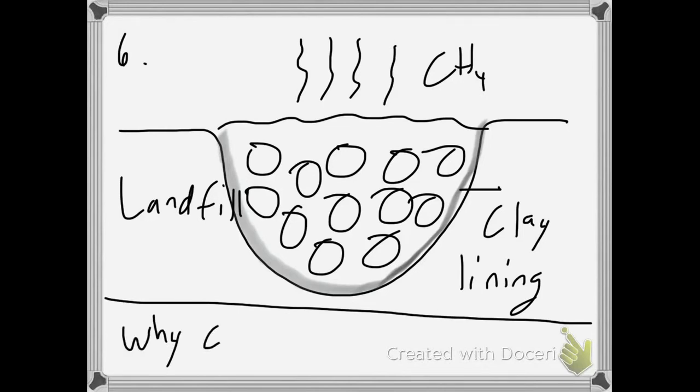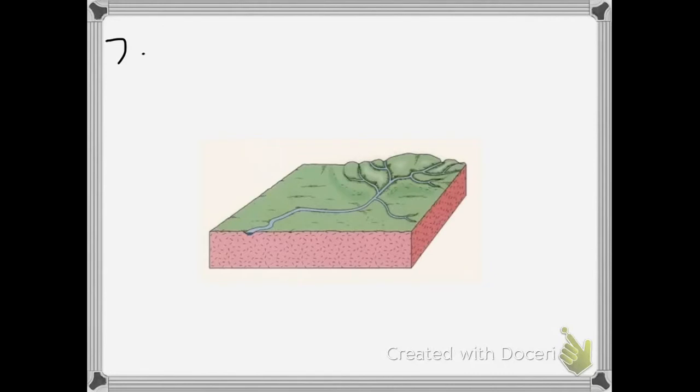But the question is, why is clay used? Why clay? Why not put just gravel or a high porosity or permeability material there? And that is in itself the answer, because you want a low permeability or an impermeable barrier to not allow water and nasty gross stuff from the landfill to seep into the groundwater. And by the way, that nasty stuff is called leachate.